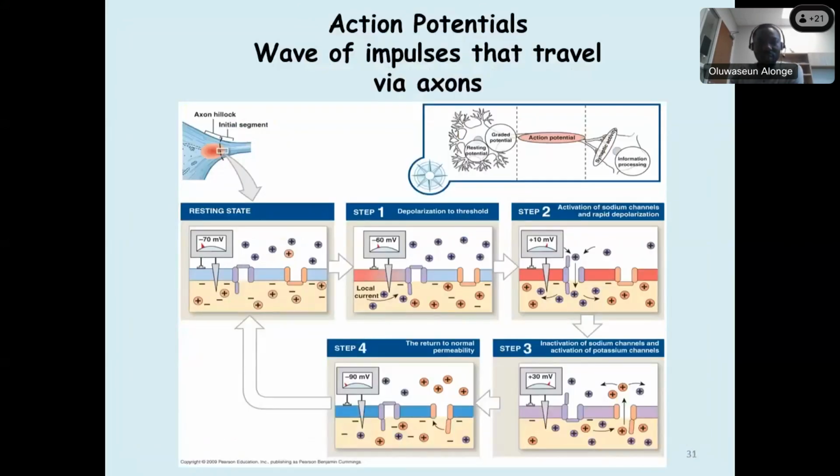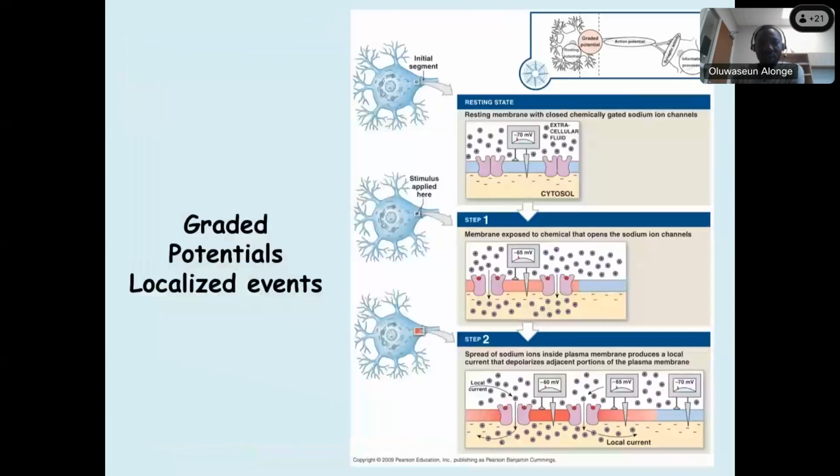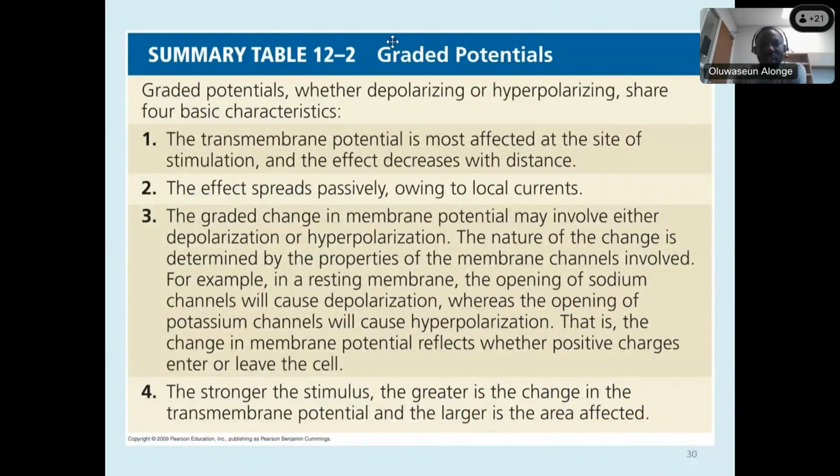Now, I will still talk about that as we go. So we are looking at the characteristics of graded potential now, which is a stimulus that is not enough to fire an action potential. The transmembrane potential is most affected at the site of the stimulation, the site where the stimulus is. And then the effect decreases with distance.